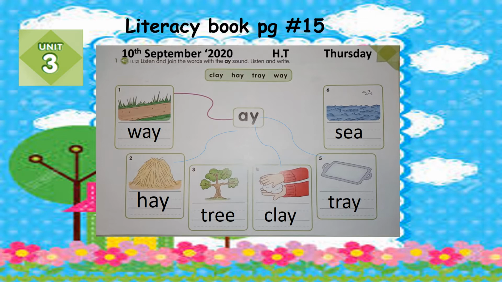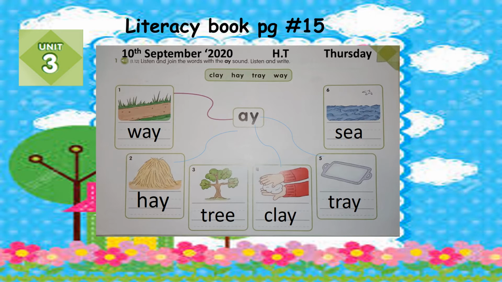Okay, now look at picture number 3, that is of tree. Write spelling of tree, T-R-E-E, tree. Then look at picture number 4. There are 2 hands, and they are playing with clay, C-L-A-Y, clay. Okay, you know, children, what is clay? It's a sort of dough which children used to play with and they make different things with it. Now match this picture with again diagram A.